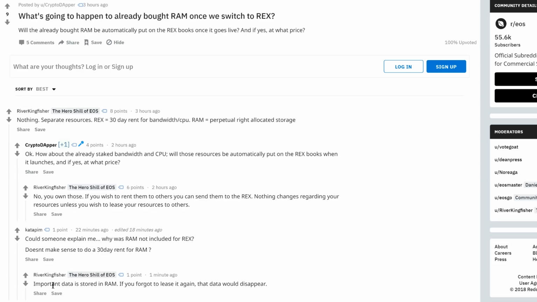And again, River Kingfisher comes with a great answer. He says, important data is stored in RAM. If you forgot to lease it again, that data would disappear. And that makes total sense. RAM stores information over a long period of time. CPU and bandwidth is a momentary, fleeting thing, and therefore they can't be treated the same way. RAM is more of an ownership model, and CPU and bandwidth can be on a rental model. So thank you very much to Crypto Dapper and to River Kingfisher for answering those questions very well.